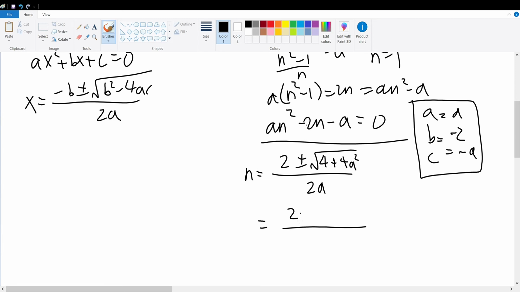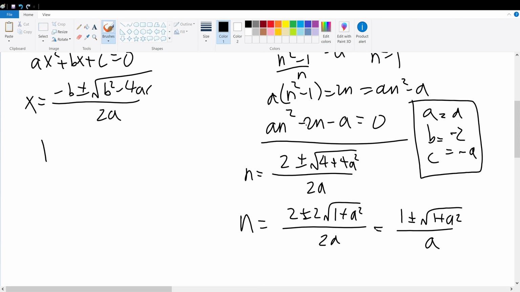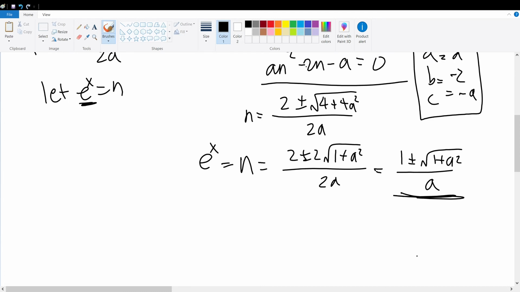This will be equal to 2 plus minus 2 times the square root of 1 plus a squared, divided by 2a, where all I did here was factor out the square root of 4 from the square root of 4 plus 4a squared. This is then equal to 1 plus minus the square root of 1 plus a squared divided by a, by simply dividing 2 in both the numerator and the denominator. This will be equal to the variable n, which we previously defined to be equal to e to the x. Therefore, we can resubstitute to get e to the x is equal to this quantity right here. We can find x by taking the natural log of 1 plus minus the square root of 1 plus a squared divided by a.